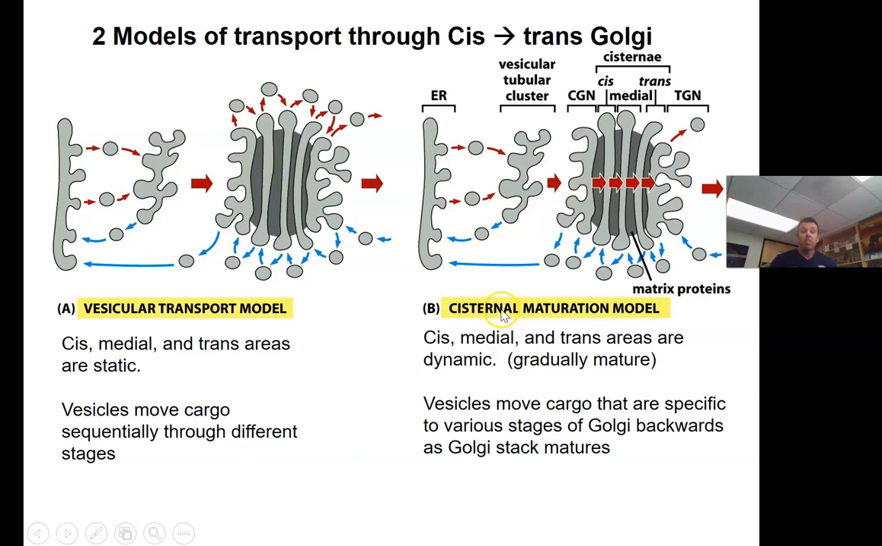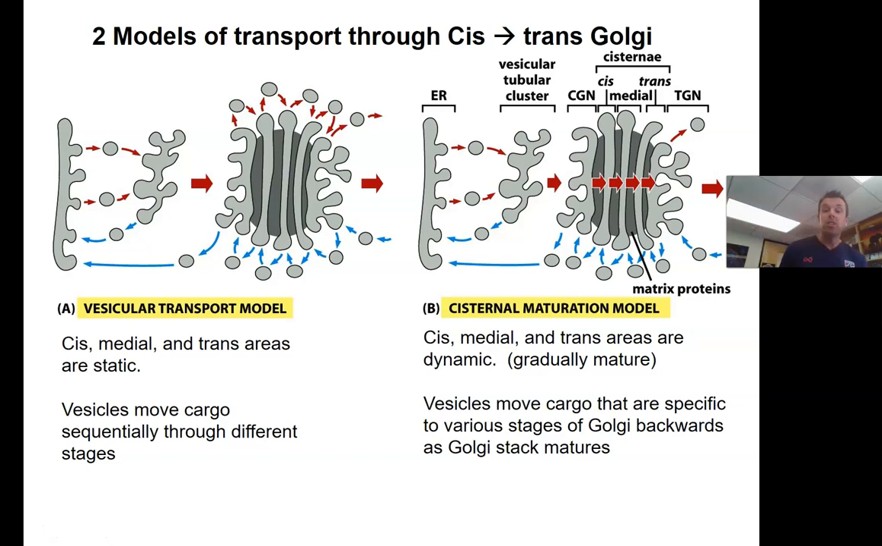This is different from the cisternal maturation model. So in this model, all your vesicles from the ER fuse together, and this actually becomes the new cis. Then the new cis matures together and becomes the new medial, and the new medial eventually becomes the trans, and then this will fully bud off and break off. And so basically this is almost like a conveyor belt where this cis matures to the medial while a new cis comes in, and eventually becomes the trans and is gotten rid of, and there's constantly new cis coming in and so forth.